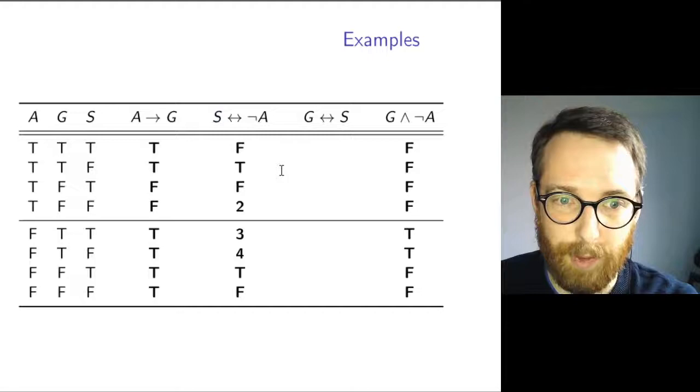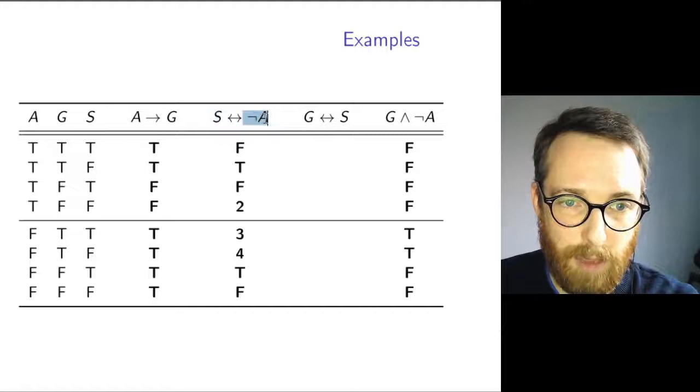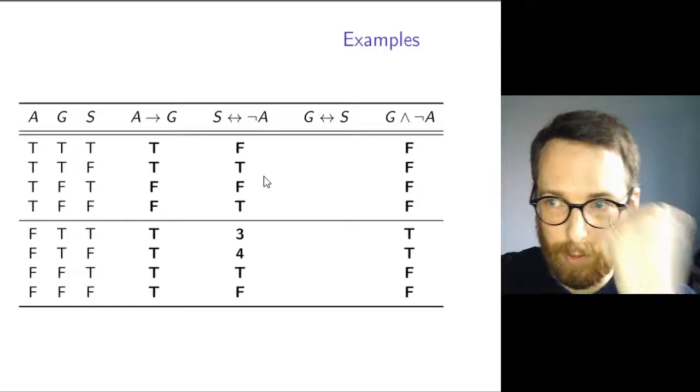Number two, we're doing S, which is false, if and only if not A. A is true, so not A is false. So we're doing false if and only if false. That's true. Remember, the biconditional says, look at the two things on either side of me. Are they the same?